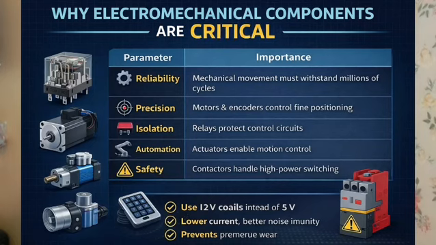Now, next comes why electromechanical components are critical. There are certain common parameters which we need to understand to see why it is so critical when we choose any of the electromechanical components. These common parameters are reliability, precision, isolation, automation, and safety.